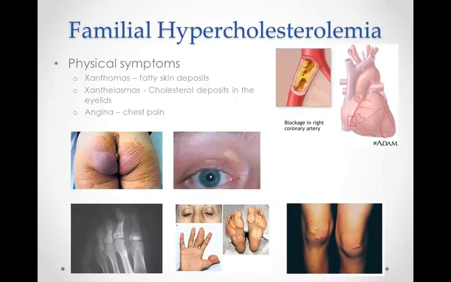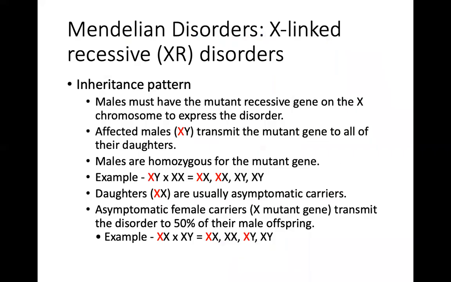Alright, so ito yung mga symptoms or physical signs natin ng hypercholesterolemia. Okay, so we have xanthomas, usually fatty skin deposits sa mga joints natin, or pwede din sa eyelids. Xanthomas sa eyelid, known as xanthelasma or cholesterol deposits in the eyelids. And aside from that, angina or chest pain, kasi nga, you are prone to develop coronary artery disease kasi magba-block yung coronary arteries natin. Alright? So we are done with AR, we are done with AD, now we go to your X-linked.